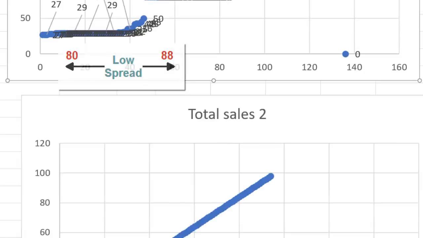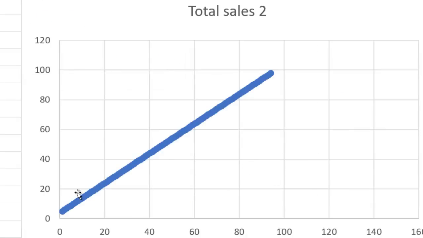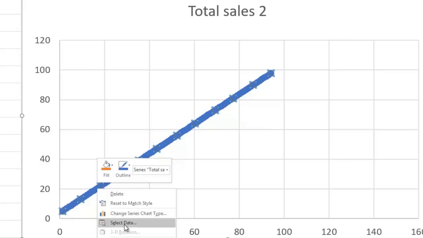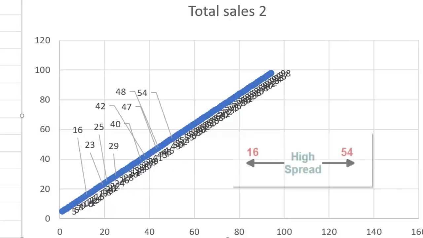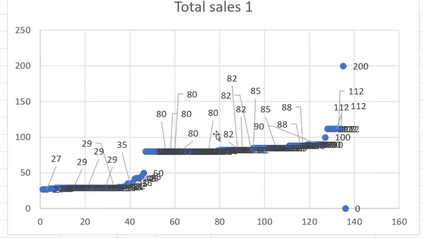Now let us look at the other data. If you look at this data out here, it is a straight line. Let me add a data label, and let's again check how the data is spread. You can see out here the data has a high spread. It's going from 16 to 54 literally, and this is almost a linear graph. So definitely we won't find such a pattern of high concentration, right?